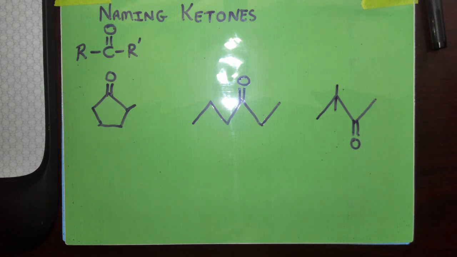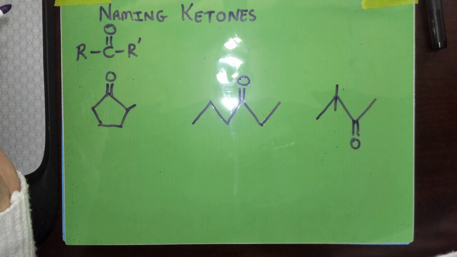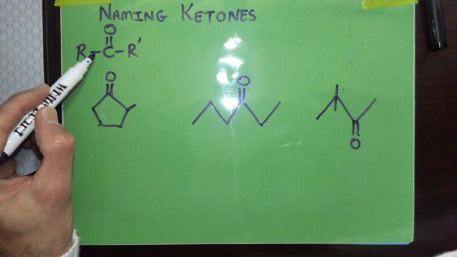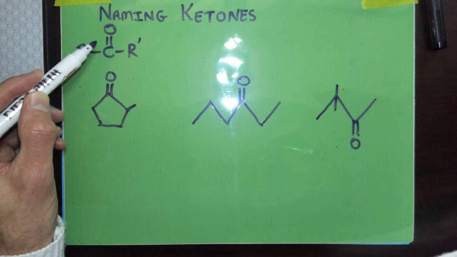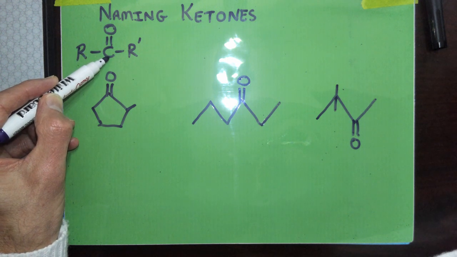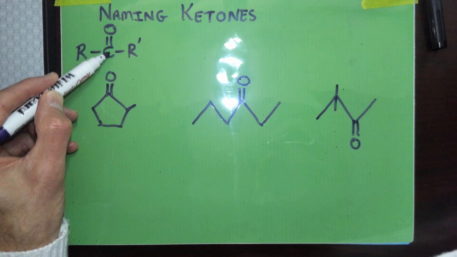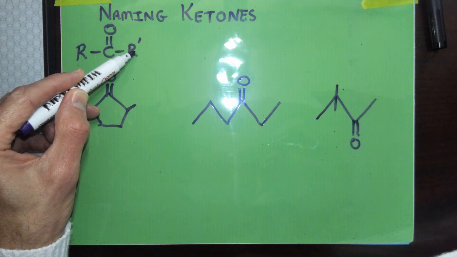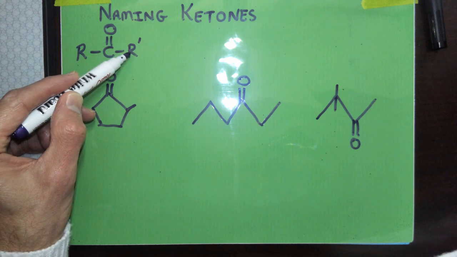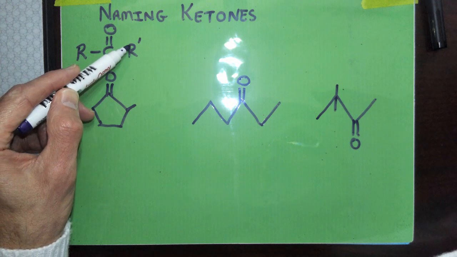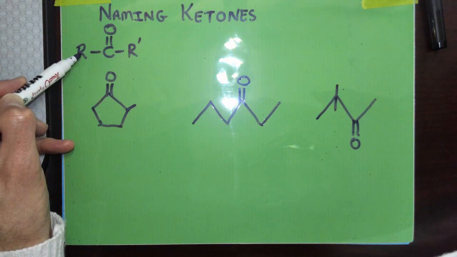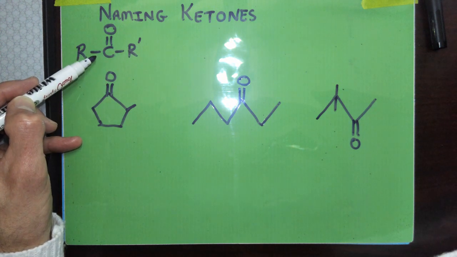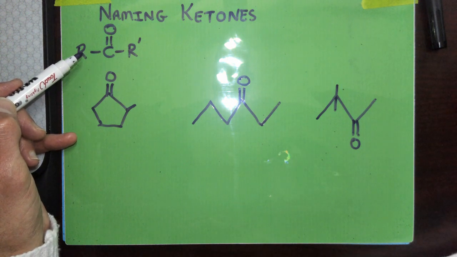Let's take a look at ketones. Ketones are an organic group of compounds similar to aldehydes in that they also have the C double bonded O, the carbonyl group. But with ketones, that carbonyl group is surrounded by two more carbon groups, whereas in an aldehyde, one side has a hydrogen. Here we've got carbon groups on both sides. They may be the same or they could be different.